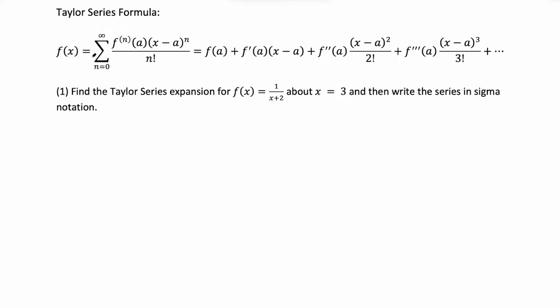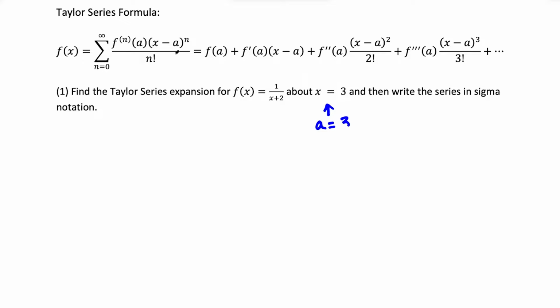This is the formula that we're going to need. First up, we're going to find the Taylor series expansion for f of x equals 1 over x plus 2 about x equals 3, and then we're going to write the series in sigma notation. When you hear the phrase "about x equals 3," that's telling you the center of the series, and that's the a value in the formula. So here we could say that a is equal to 3.